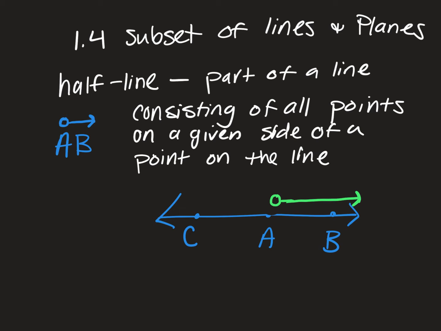Then it becomes a ray. That's the next thing we're going to talk about. You need to add the A? Yeah. So a ray will include that point, but a half line does not. It just tells you where it starts.